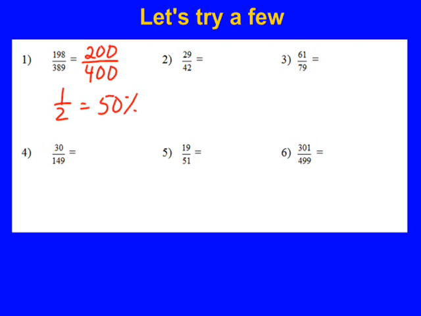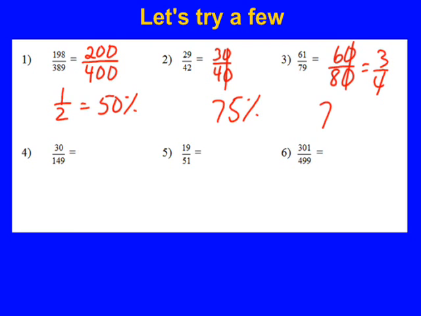In our next example, 29 is about 30, and 42 is about 40. I can go ahead and drop those zeros. So that's 3/4, and we know that 3/4 is 75%. In our next example, I'd probably round the numerator to 60 and denominator to 80. Drop the zeros, we have 6/8. Well, 6/8 is equal to 3/4, and again, 3/4 is 75%.